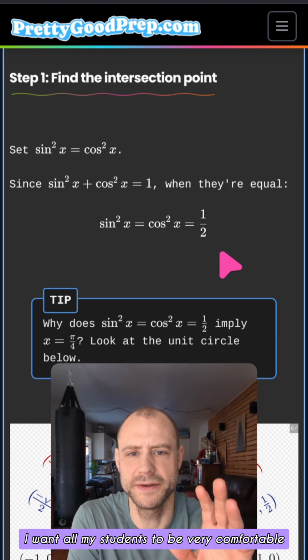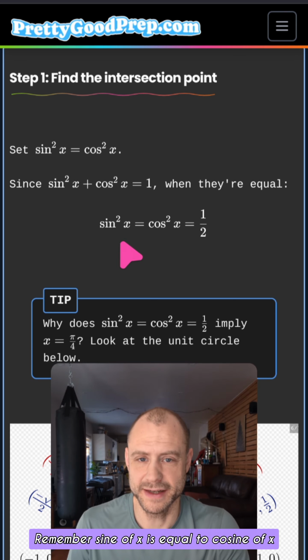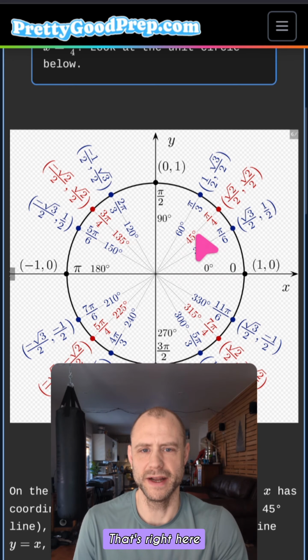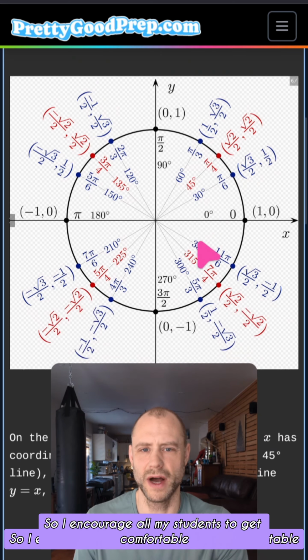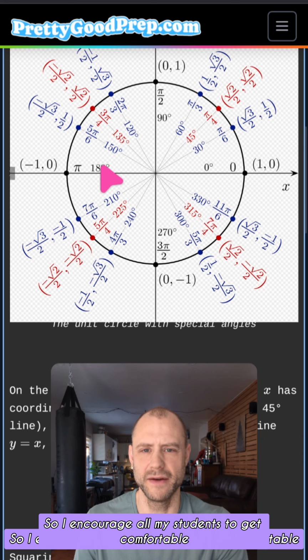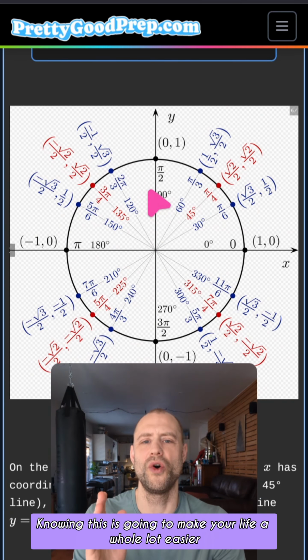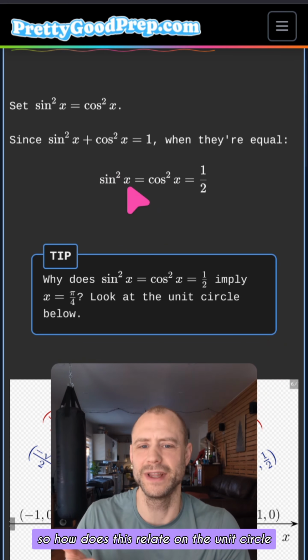I want all my students to be very comfortable trying to solve something like that. Remember, sine of x is equal to cosine of x only one time in the unit circle. That's right here, at 45 degrees, or when theta is equal to pi over 4. So I encourage all my students to get comfortable with the unit circle and use it anytime you can. Knowing this is going to make your life a whole lot easier. Trust me. But still, we have these squares in here, so how does this relate on the unit circle?